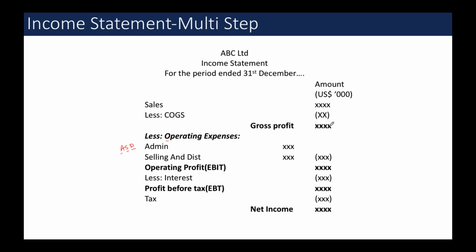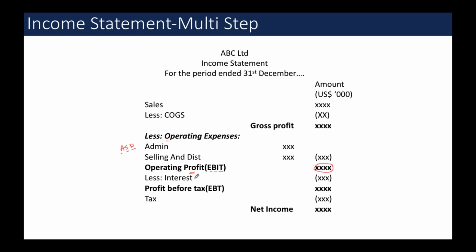Deduct from gross profit. When you deduct OPEX from gross profit, the resulting figure is called operating profit. Operating profit is also known as EBIT. EBIT stands for earnings before interest and taxes. As the name suggests, earnings, that is profit before interest and taxes.